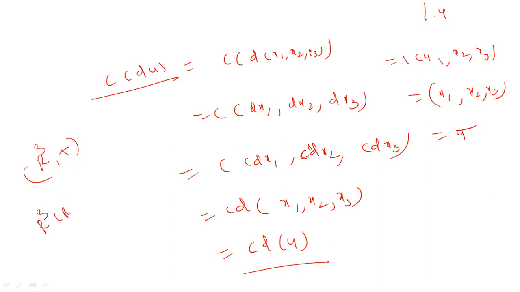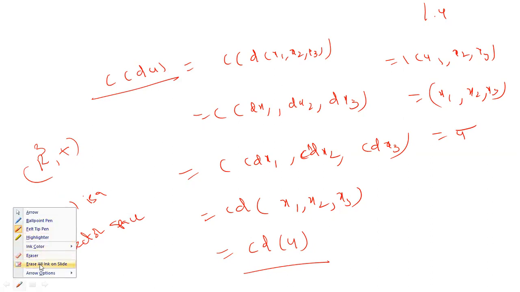Therefore, R cube over R is a vector space. So in any problem, if I ask you to prove it is a vector space, what do we have to do? We have to check all these properties. If at least one property is not satisfied, then we can say that it is not a vector space. Similarly, you can show that R^n is also a vector space.